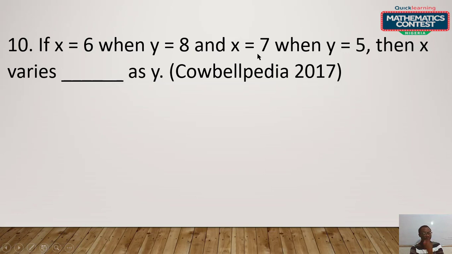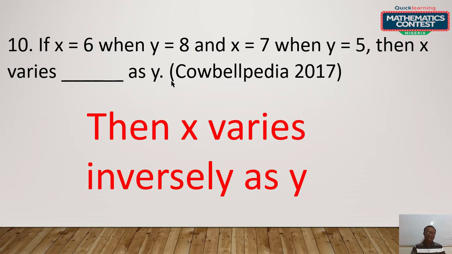It was to be direct variation as x increased, because it was 6 here and it increased to 7. Y should also increase if it's a direct variation, but since y is decreasing, because here it was actually 8 before and it decreased to 5 now, then it means this is an inverse variation. So our conclusion will be that x varies inversely as y. So this becomes the answer. Then x varies inversely as y.